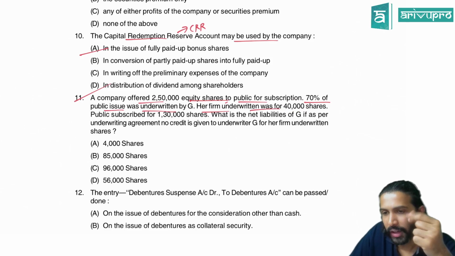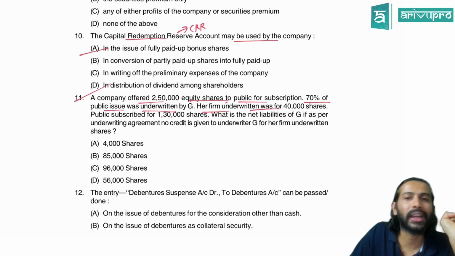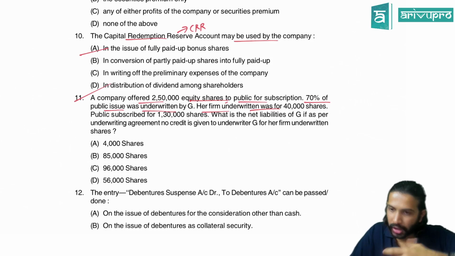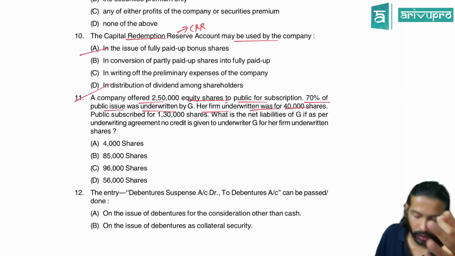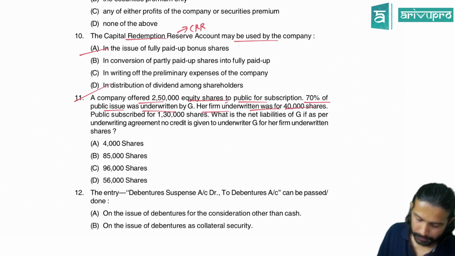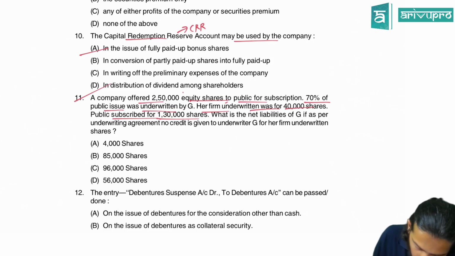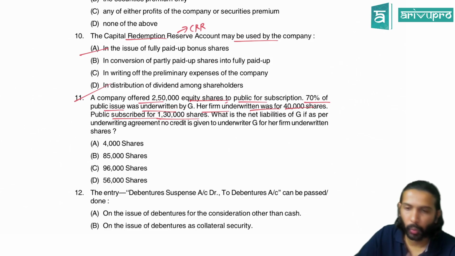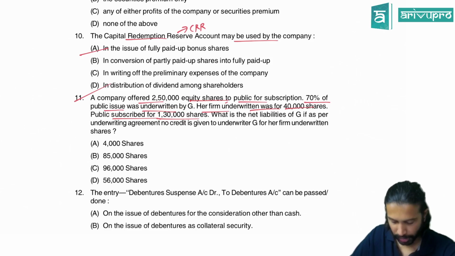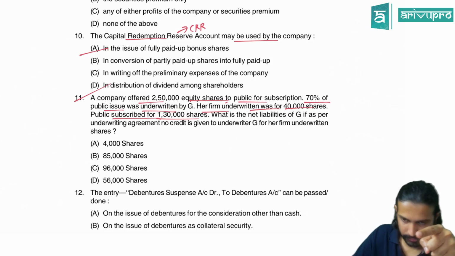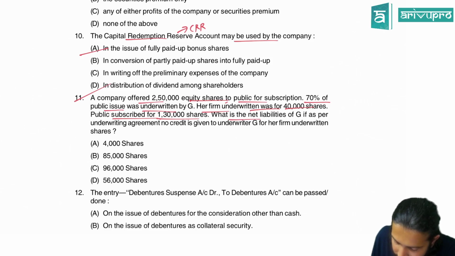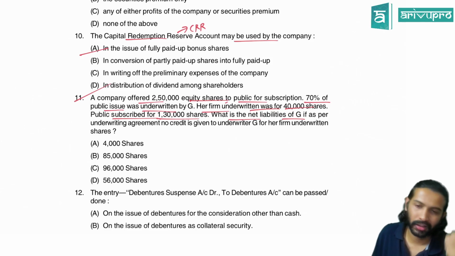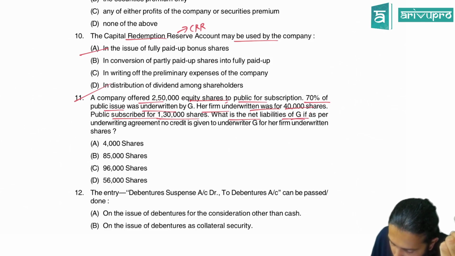Firm underwriting means those shares which have been taken up by the underwriter for themselves. They're not buying the shares to sell to the public; they're buying the shares for themselves. How much is that? 40,000 shares. This is what we used to call firm underwriting. The public subscribed for 1,30,000 shares. The company wanted to roll out 2.5 lakh shares, and the public applied for only 1,30,000 shares. That means under subscription. What will the company tell? Hey underwriter, take up your responsibility. Public did not buy, so you take it. What is the net liability of G? Since the public did not buy, G's firm should buy it.